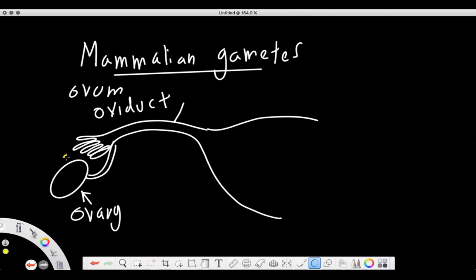So if the ovum is released, it can be collected by these projections. Once it enters the oviduct, the ovum is not motile, it cannot move by itself, but there is a large number of cilia on the internal side of the oviduct, and also contraction of the oviduct and movement of the cilia. This ovum is moving towards the uterus.